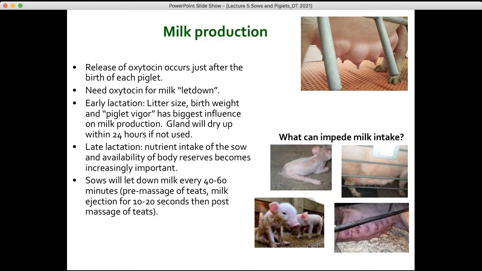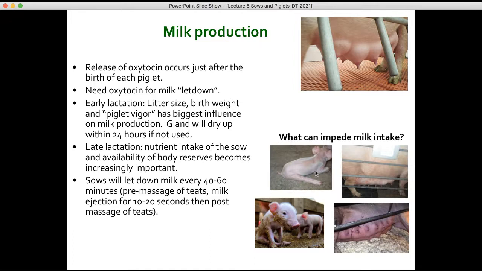Now, what can have an effect on milk intake? So these pictures represent different possibilities here. So the first is the piglet not being able to get to the udder, and that could be because of chilling or illness, or it could be because of a physical inability, such as this splay leg. So splay leg is not uncommon in the farrowing house.